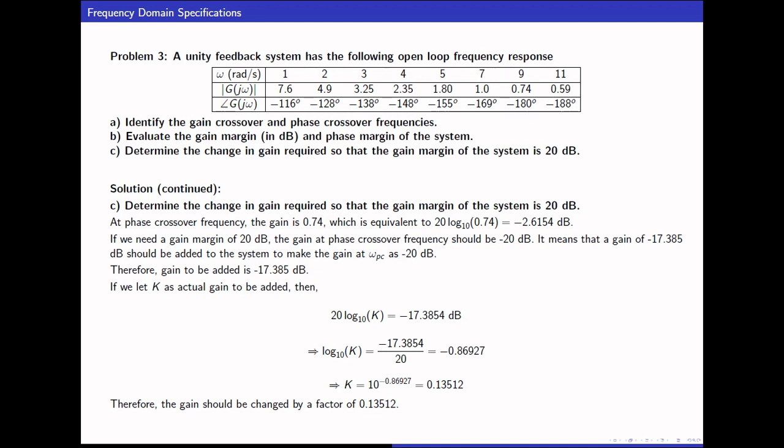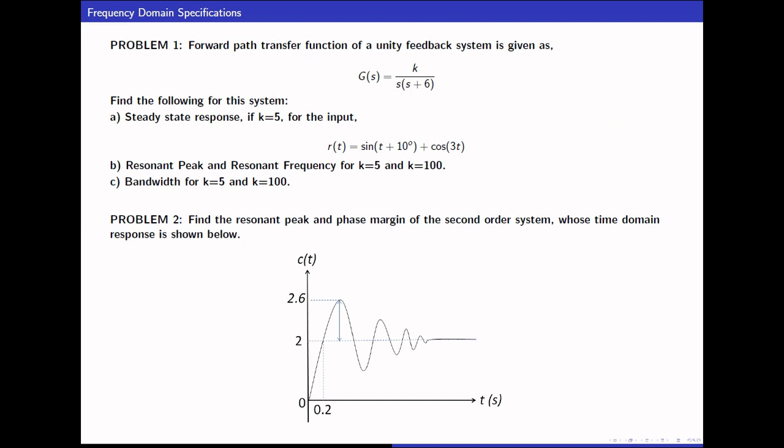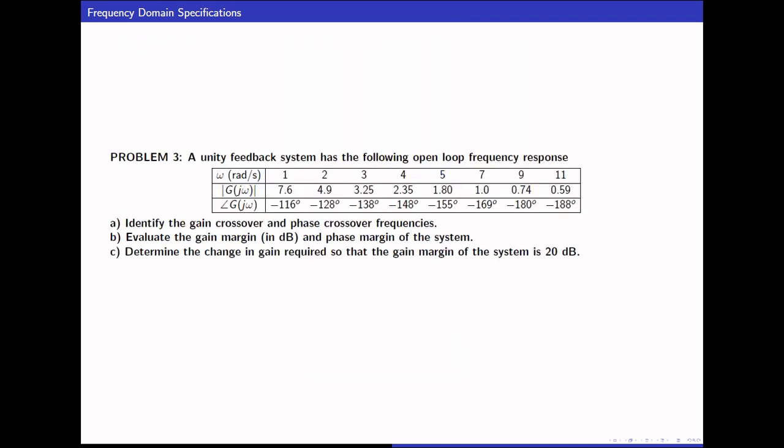So in the third problem, we understood how to identify the gain crossover and phase crossover frequencies, and also the evaluation of gain margin and phase margin, and the gain adjustment required to get a specified gain margin. So we understood how to solve three different problems. One on the steady state sinusoidal response and the frequency domain specifications, and getting the frequency domain specifications from time domain specifications, or time domain specifications from frequency domain specifications, and also another problem on the gain crossover, phase crossover frequencies, gain margin, and phase margin.